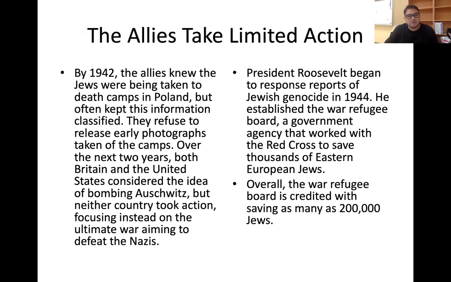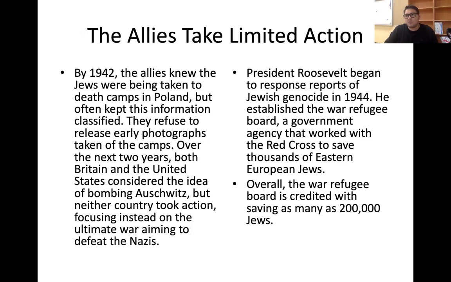The man I told you about who would sneak into Auschwitz, his story wouldn't get published by any newspaper in Britain because they didn't want people to see that. Because the population would make them try to free those camps instead of trying to actually win the war.